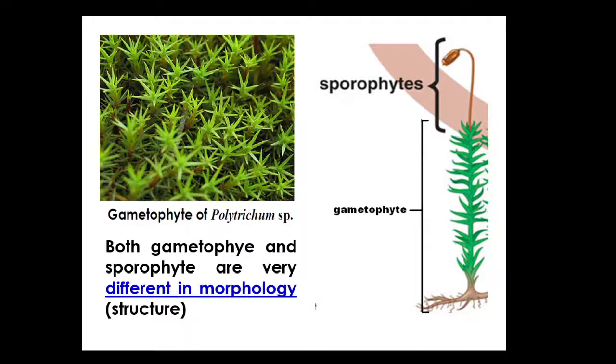In this case, the gametophyte and sporophyte are very different in morphology, which is when you look at the structure, it's quite different. On the top left here, you see the gametophyte of Polytrichum species. On the right is a textbook illustration of Polytrichum, where this is the gametophyte stage, and on top of it is the sporophyte stage.